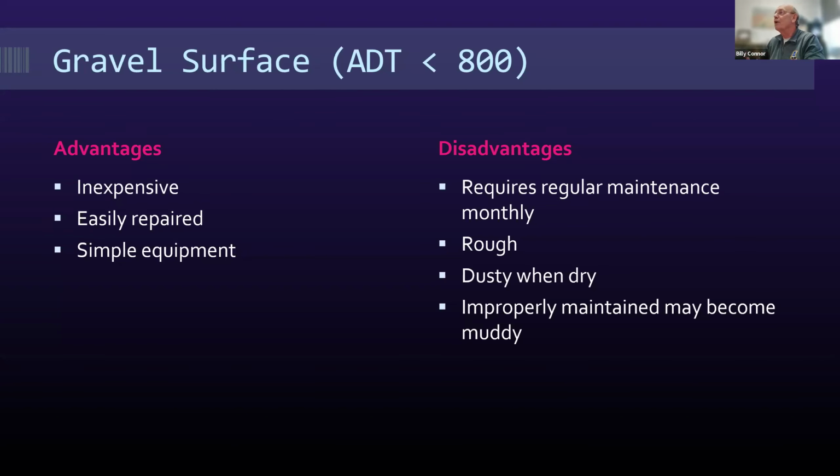Okay, just kind of reaching back a little bit. The gravel surface, sometimes we call that an unbound surface material. And those really work well for an average daily traffic of under 800 vehicles per day. It's less expensive than we might see if we use pavement, easily repaired, mostly grading and adding a little bit of surfacing material at times, and the equipment is relatively available. Disadvantages is that it requires maintenance, typically on a monthly basis, and if it's higher traffic, perhaps more than that.